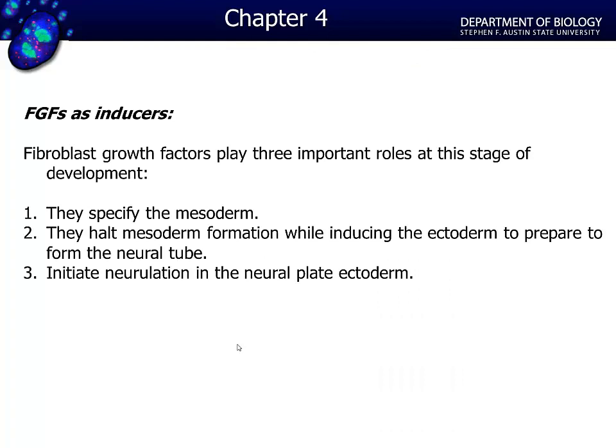So fibroblast growth factors are critical in playing a role. And as we look at this huge family of growth factors, we see they specify mesoderm. They are going to cause the mesoderm to migrate. They are going to halt mesoderm formation, and they're going to induce the ectoderm to prepare to form a neural tube. We're going to see that that's going to be a critical event that leads to number 3, the initiation of neurulation and the formation of our neural plate that's going to give rise to our central nervous system. So fibroblast growth factors assist in our pattern formation, the formation of our mesodermal germ layer, and much more.